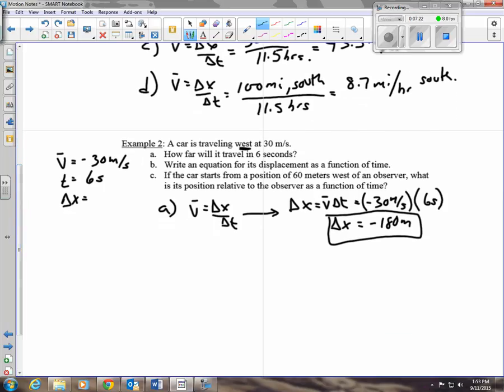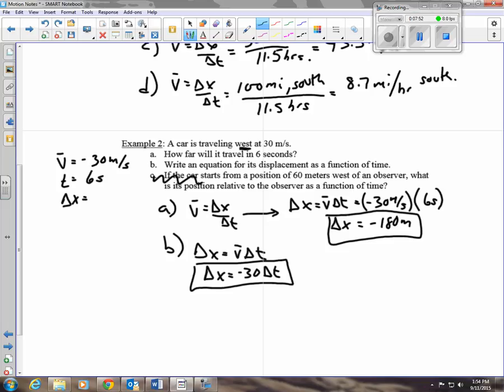Part B, write an equation for its displacement as a function of time. I've kind of done that over here. Delta x is v times delta t. Now, for this particular one, I can put in for the v the minus 30. So delta x is minus 30 delta t. That would be my equation. For any time t now, I can plug that in there and find out what its displacement is. For C, we're going to skip it down.